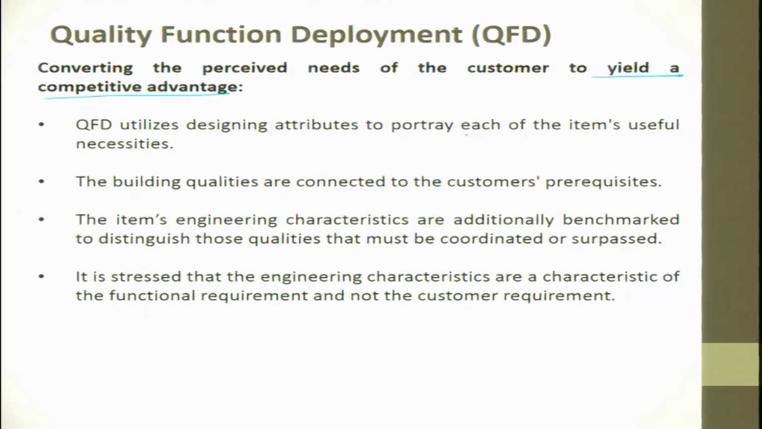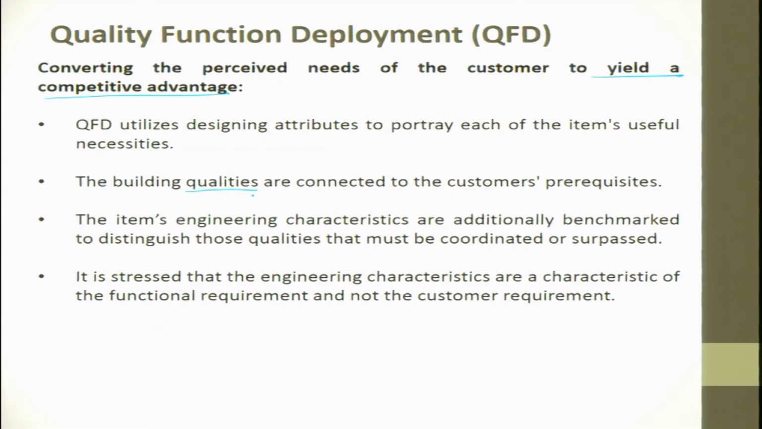Even now it is a challenge, even now a table is a challenge, even now a pen is a challenge, even now a shoe is a challenge. So there are several challenges, but we are happy with whatever product is available, and then we try to make the best use of it, and we are happy with that. So that is what we are trying to say, portray each of the item's useful necessity. The building qualities are connected to the customer's prerequisites. Whatever qualities we are trying to build in our product, we will make sure that it fulfills all the prerequisites.